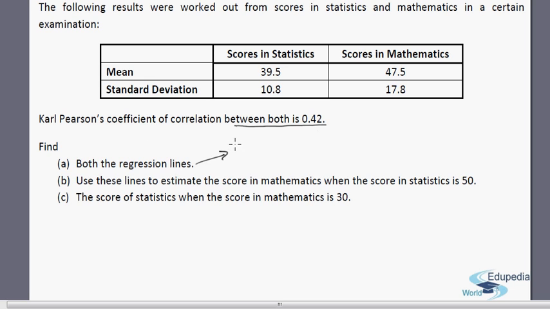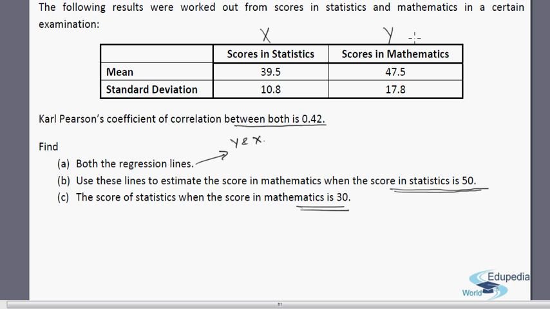And then they're asking you to find both the regression lines. So you need to find both the regression line for y and for x. Then you also need to use these lines to estimate the score in mathematics when the score in statistics is 50, and similarly the score of statistics when the score in mathematics is 30. Well, the question is long. Let's assume that the score in statistics is denoted by the variable x and the score in mathematics is denoted by the variable y.